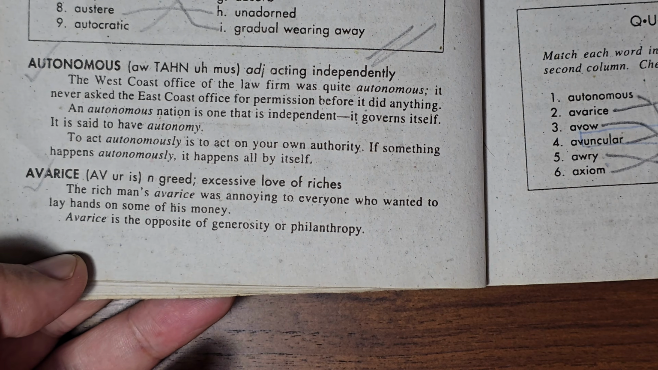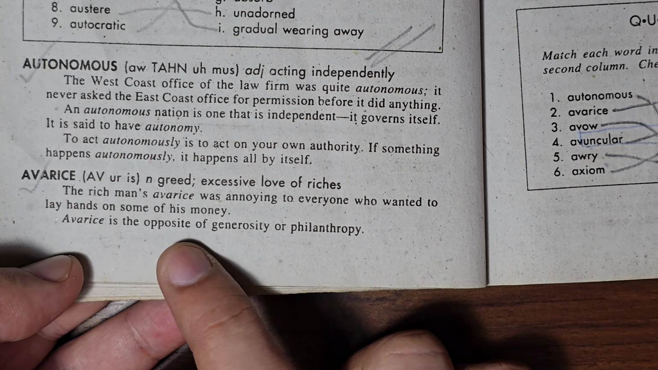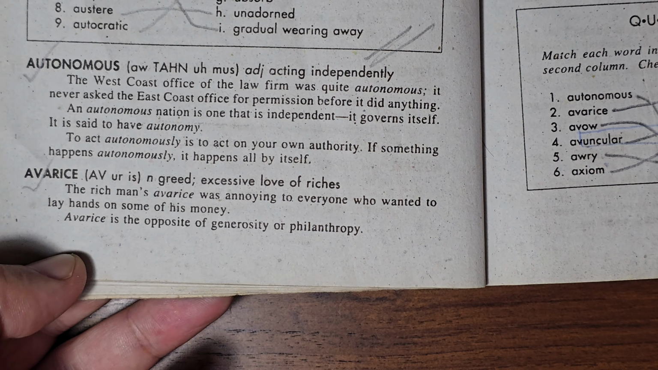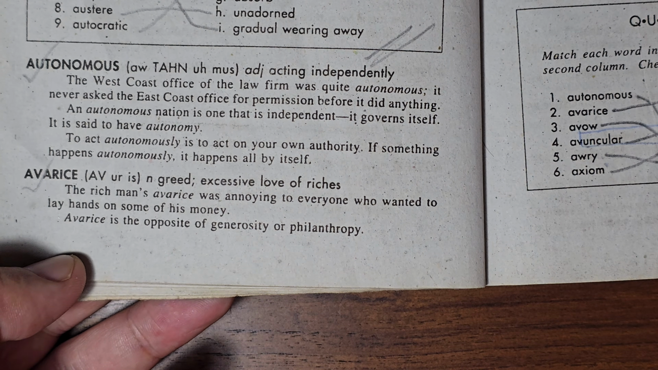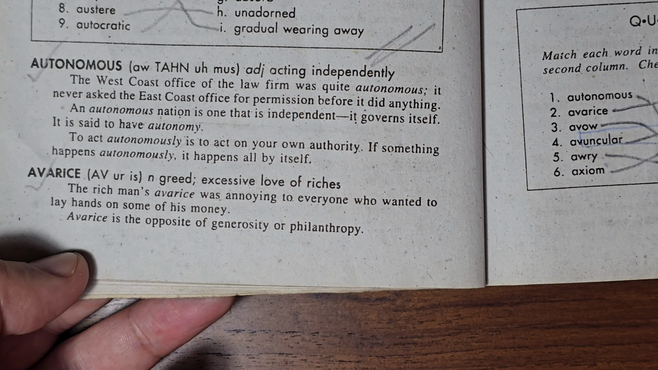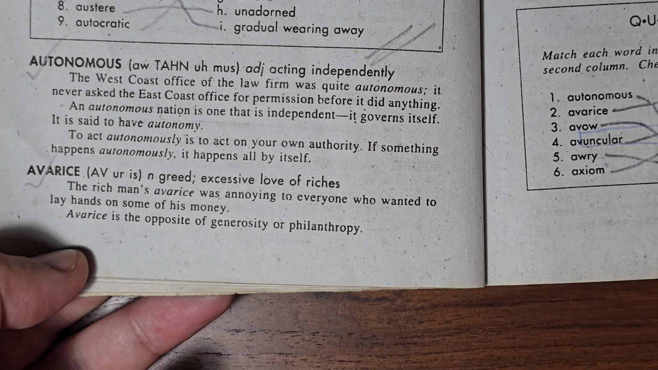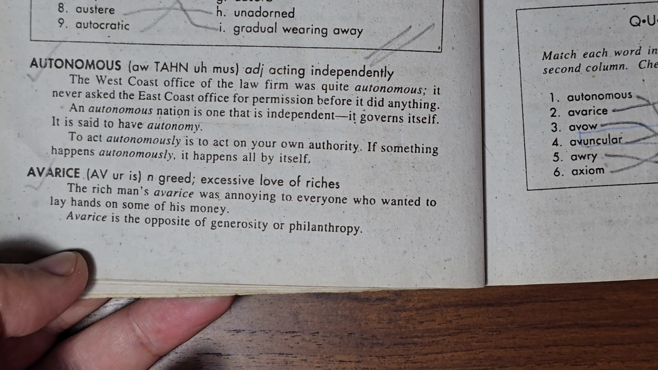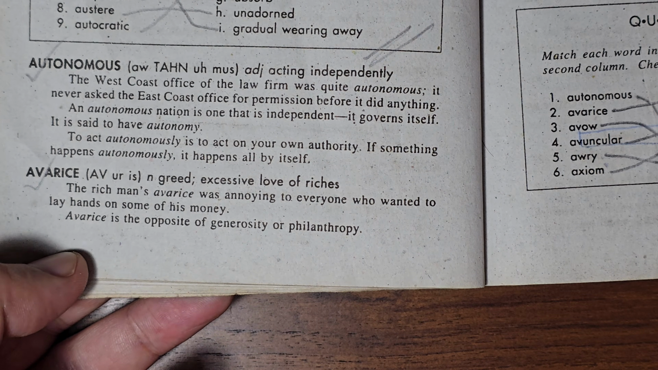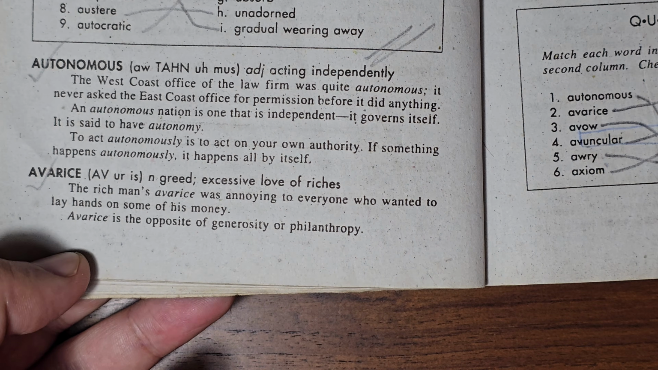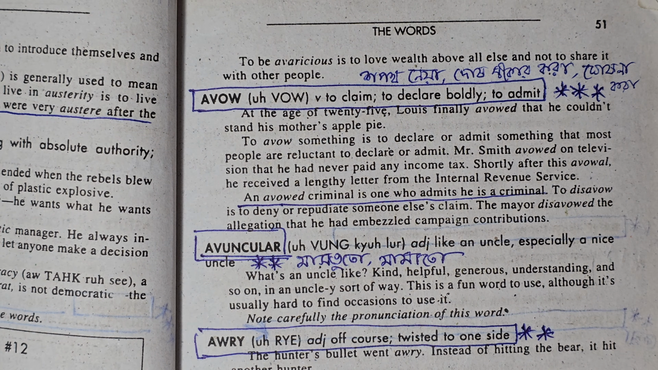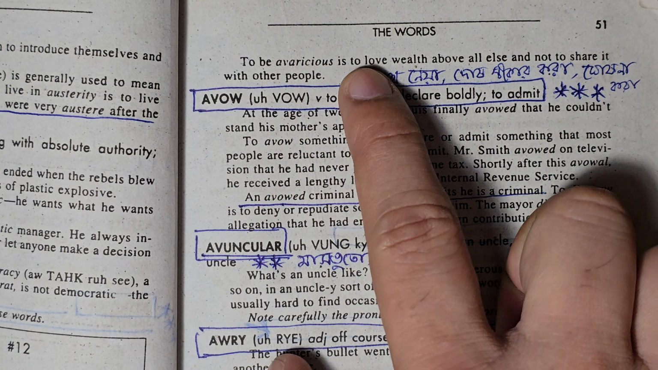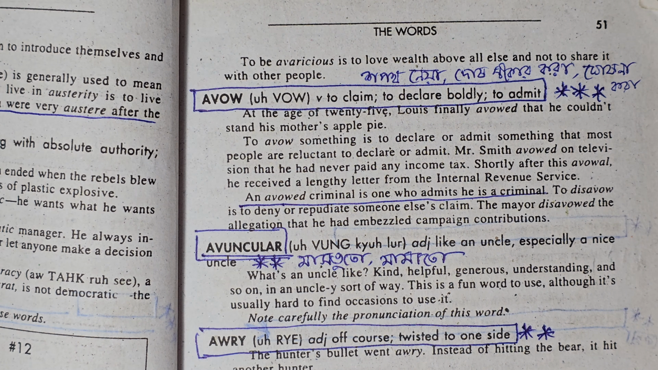Avarice is the opposite of generosity or philanthropy. Philanthropic people actually help others, and they do not try to run after money. They just try to do something great for their community without having any greed for money or riches. Okay, so the antonym of avarice is generosity or philanthropy. So try to remember these words too. To be avaricious is to love wealth above all else and not to share it with other people.